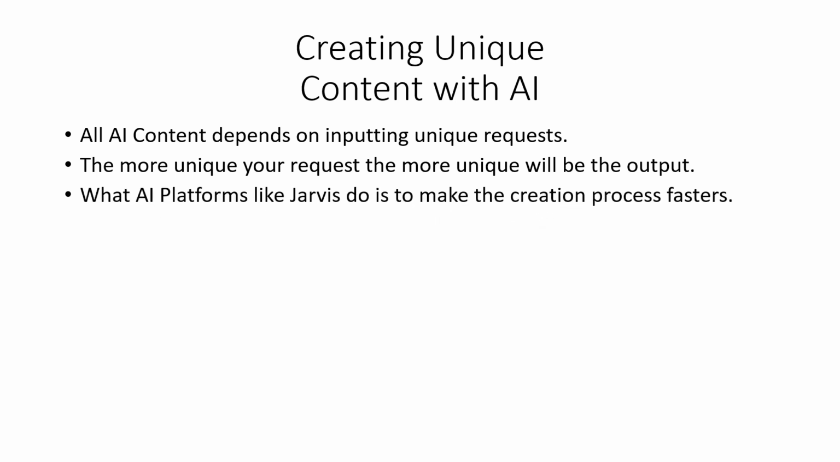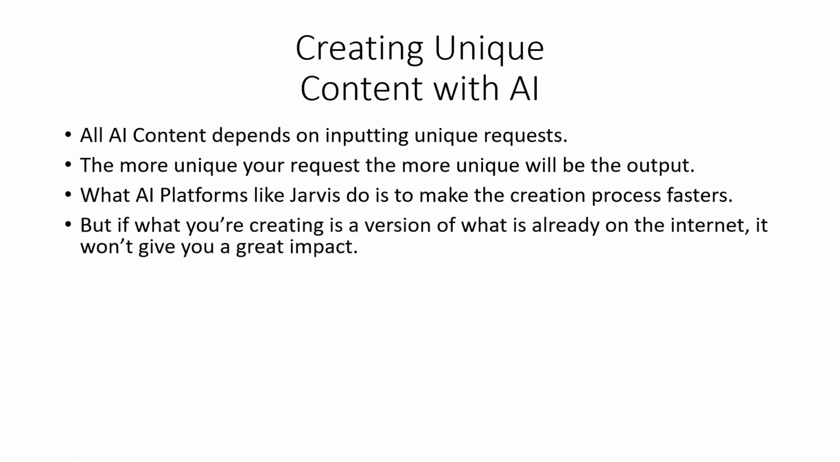What AI platforms like Jarvis.ai do is they make the content creation process faster. That's really what it's doing. It is helping you to speed up the process. It's not necessarily going to help you to be super unique, but at minimum you want to make sure you're putting something in there that's going to give it something to work with. If you're creating something that is basically already there, it's not going to give you a big impact. So again, when approaching the AI, make sure that what you're giving it is something like nothing else that it has seen.